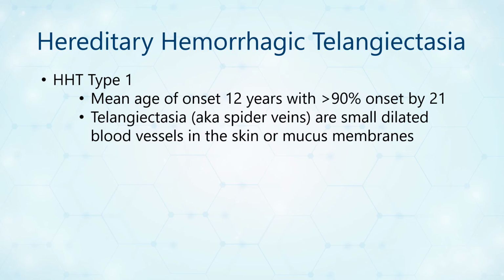So when we're thinking about HHT1, what sort of signs and symptoms do we associate in these patients? The mean age of onset is 12 years. 90% of patients will have presented with symptoms by the time they're 21. And the primary symptom, sign, is telangiectasia, which means spider veins. You think of varicose veins, particularly around the skin of the mucous membranes.